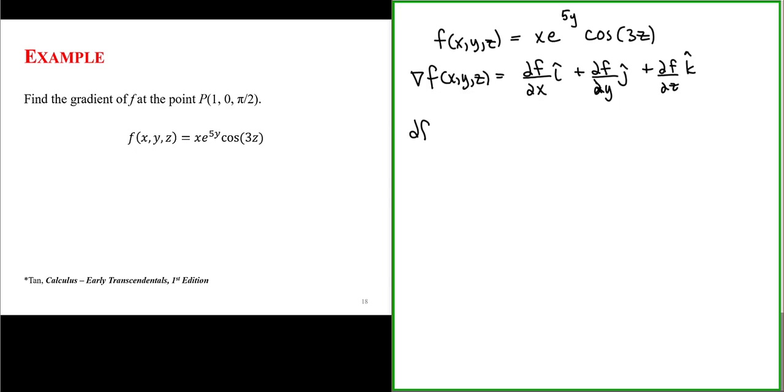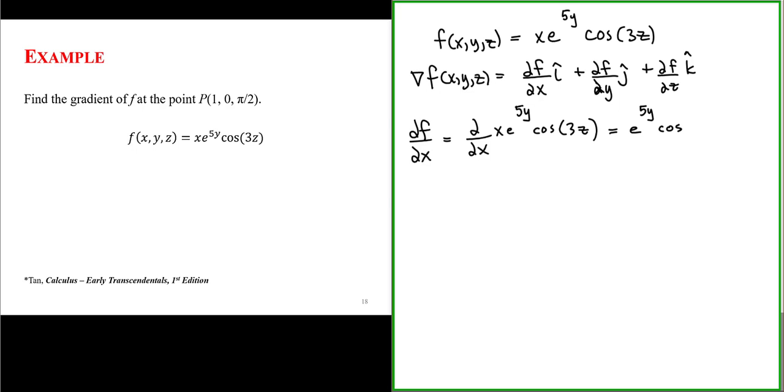Let's start with the partial derivative of f with respect to x. Now remember, a partial derivative with respect to a variable is taken by differentiating the function with respect to that variable while treating every other variable as if it were a constant. So in this situation, our function is x e to the 5y cosine of 3z. Well, we will treat y and z as constants. So I'll pull them outside of the differential operator.